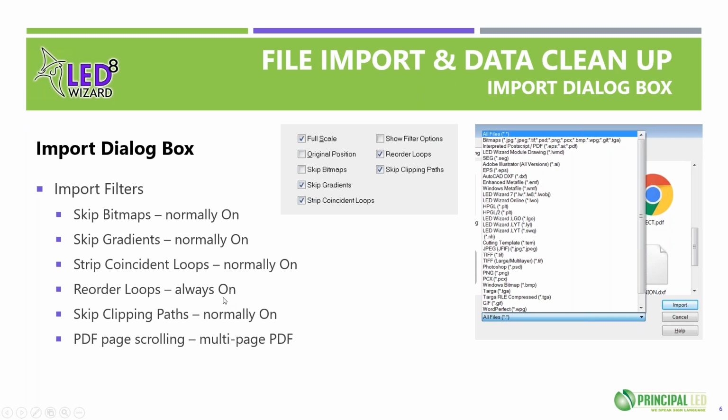Reorder loops should always be on, and that's just a filter that we use. Clipping paths are associated with gradients, so normally we want to skip those. So just a few different options. Multi-page PDF is another option, and you can scroll back and forth. So those are just some filters. Sometimes a file comes to us and I say, well, if you skip gradients or this sort of thing, then you can get that file in a little bit more successfully.